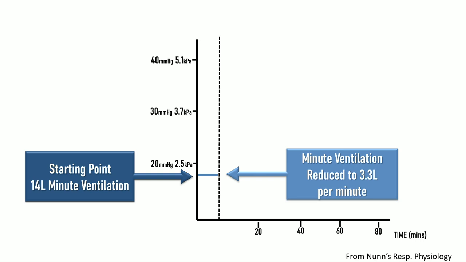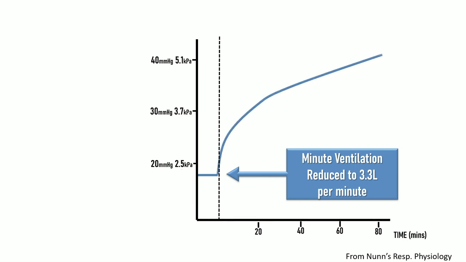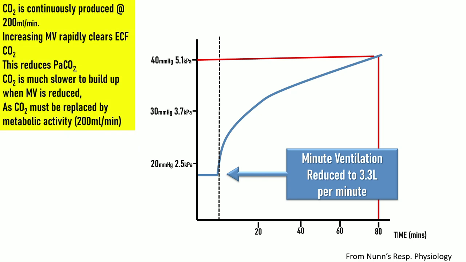Now let us look at what happens following the reduction in the minute ventilation. You will note that the buildup of CO2 is much slower, but look at how long it takes for the CO2 to go back to where we started at 5.3 kilopascals or 40 millimeters of mercury. So the learning point here is that carbon dioxide is produced continuously at 200 mils per minute, depending on metabolic rate. Increasing minute ventilation rapidly clears the extracellular fluid of dissolved carbon dioxide, and that reduces the PaCO2.